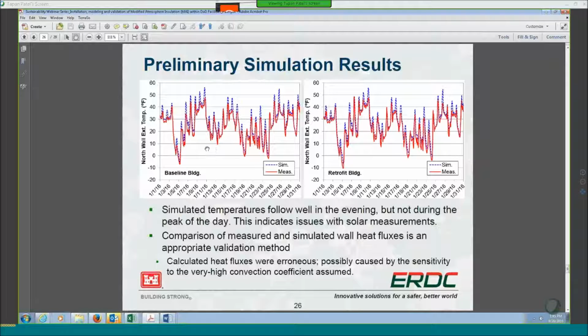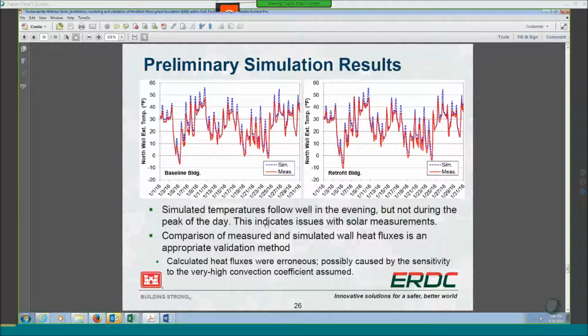And so that's something that we found was interesting. Part of the reason for that was, again, the high convection coefficient throws the model off. When you have a lot of factors such as solar and other items, it ends up not working out so well. During the nighttime, however, it's pretty close because you're getting rid of some effects at that time. We also had some issues with our solar measurements, which compounded the effect as well.